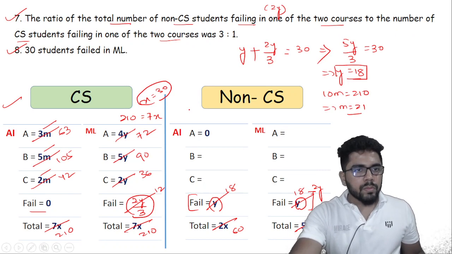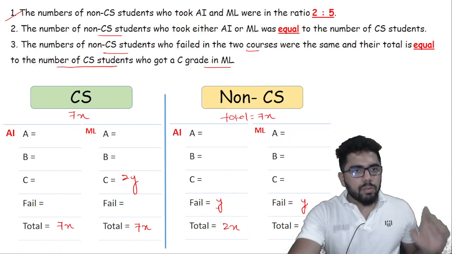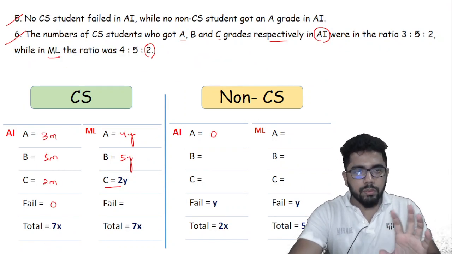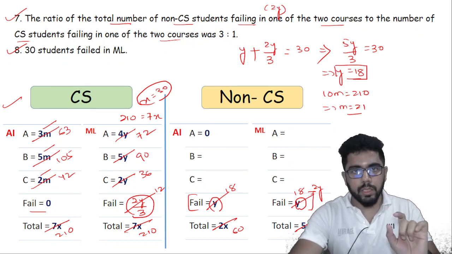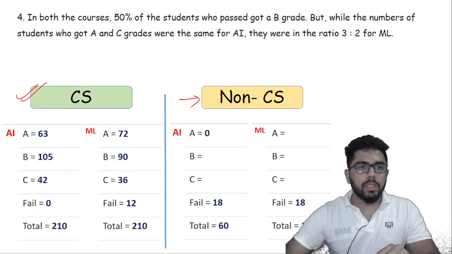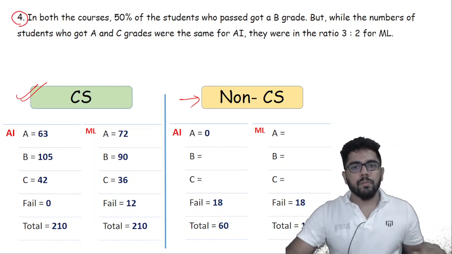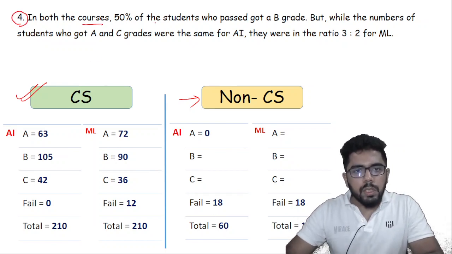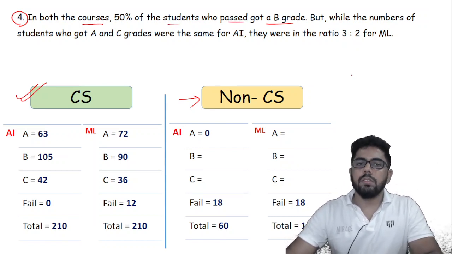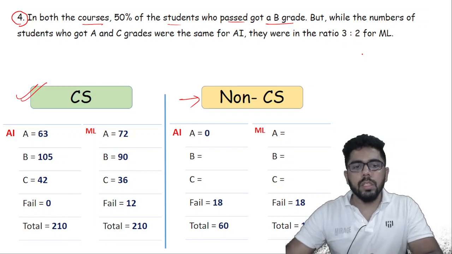So you see, out of the 8 statements, 1, 2, 3 we have used, 4 we have not used, and 5, 6, 7, 8. So only one statement is left, that is statement 4. Let us see what statement 4 is. Statement 4 is saying in both the courses, 50% of the students who passed got a B grade.